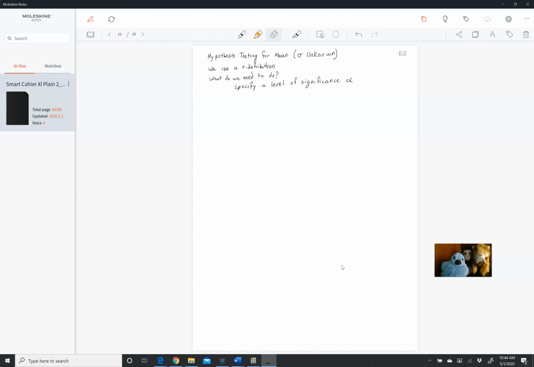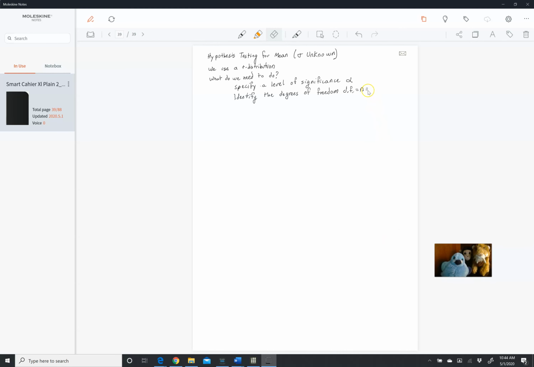Then you also need to identify the degrees of freedom because this is a t-distribution, and depending upon the degrees of freedom, that's going to change the curve. Remember, t-distribution is not one curve like the normal distribution. It's a family of curves, and each curve has a different degree of freedom. So we need to identify that. And that we just abbreviate with a DF. And if you remember, that's equal to n minus 1.